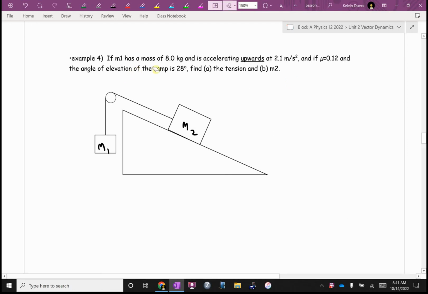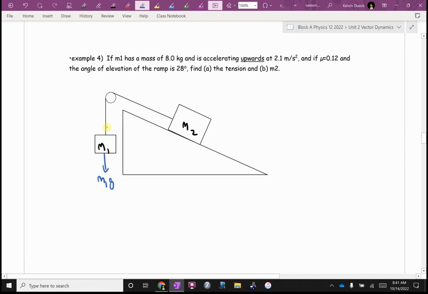It says if M1 has a mass of 8 kilograms and is accelerating upwards, and if mu equals 0.12, and the angle of elevation is 28, find the tension, find M2. Okay, well, Nick, how might I want to start this? Darn right. Nick, what are the forces acting on M1? Get the obvious one. Good.